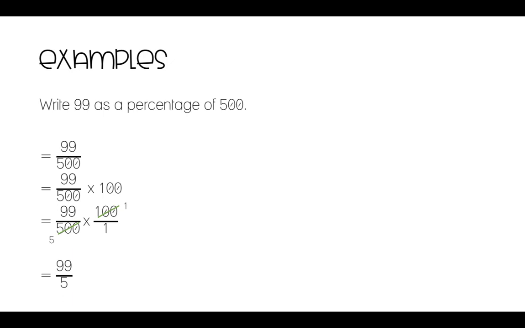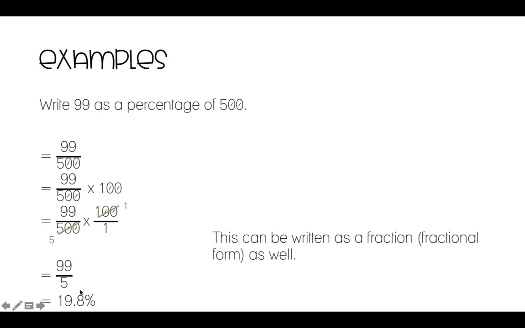Now, this isn't an easy one that we could do just in our heads, but because we get a calculator, we may as well use a calculator, and we end up with 19.8%. Now this can be written as a fraction, so we can write this 0.8 as a fraction, and we call that our fractional form. And so what we would end up with is 19 4/5. So we're converting that decimal to a fraction.